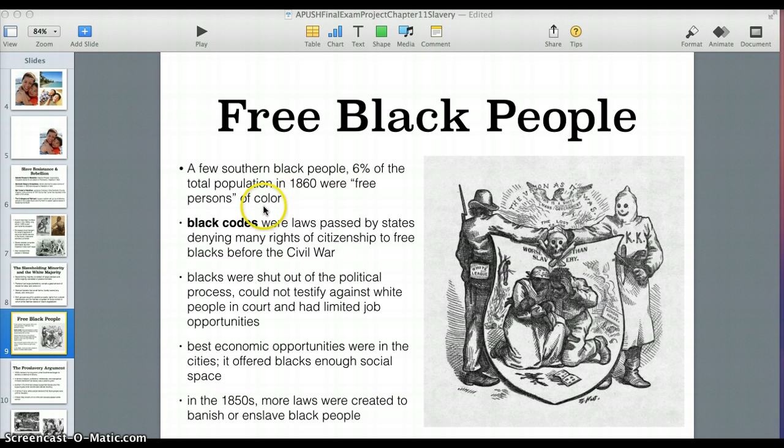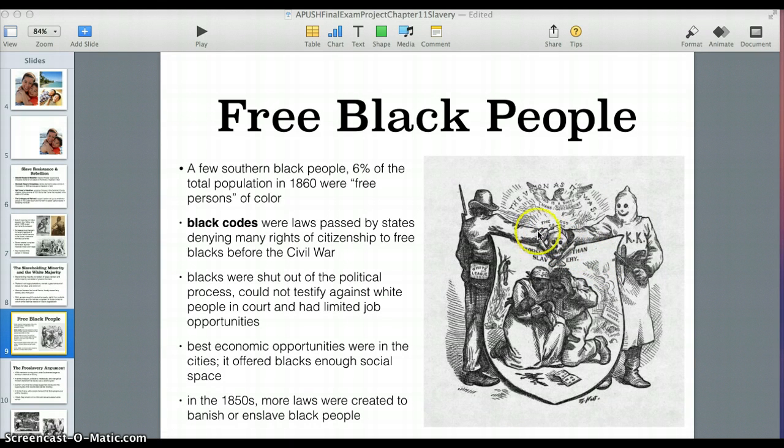They constituted 3% of the free population in the South. So this shows segregation playing a big role in society during the 1800s. During this time, laws were passed by the states denying many rights of citizenship to free blacks before the Civil War. These laws were known as black codes. This picture shows South Carolina's black code applied only to persons of color, defined as including anyone with more than 1/8 Negro blood.